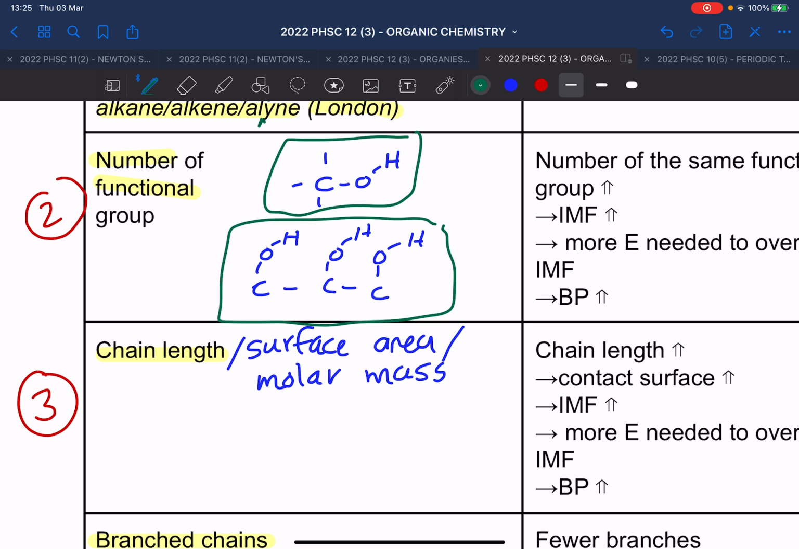Okay? What did I keep constant here? The type of intermolecular force. I didn't compare a London force with a hydrogen bonding. Here I keep constant hydrogen bonding, hydrogen bonding.